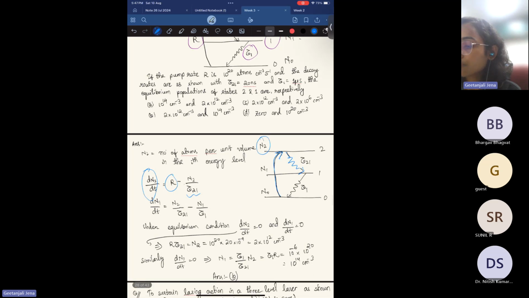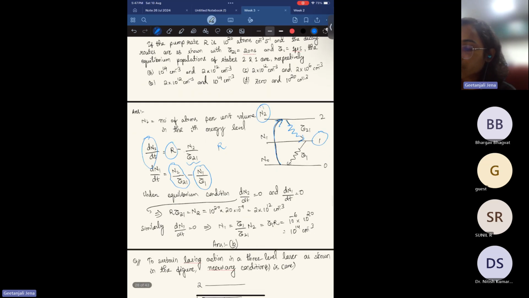Similarly, for the first level, what will happen? The transition from 2 to 1 will increase the population. So that's why we have N2 divided by tau 2 to 1 here. And the emission process from 1 to 0 will decrease the population. So that is why we have minus N1 by tau 1 here.